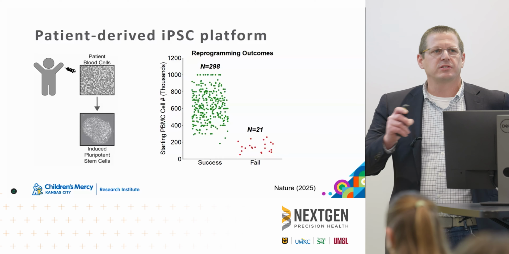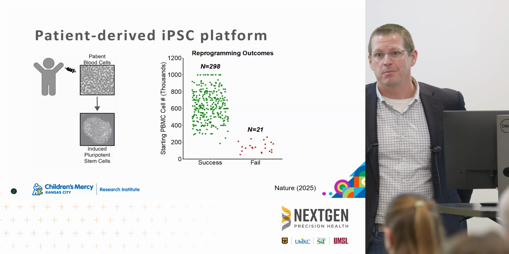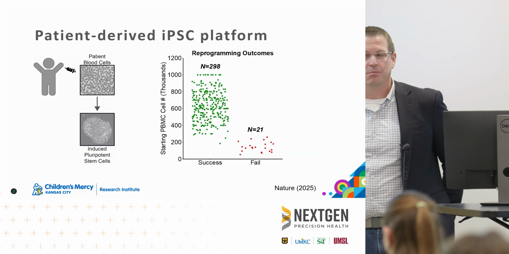I guess it's worth noting that typically when we do a blood draw and isolate PBMCs, we get about 1 million per mil. So 300,000 is less than half a mil of blood that we're using.